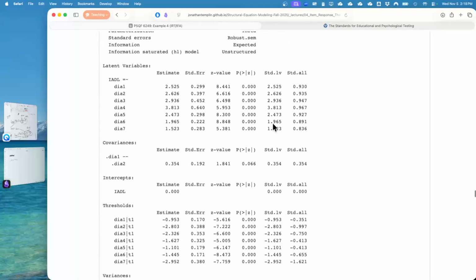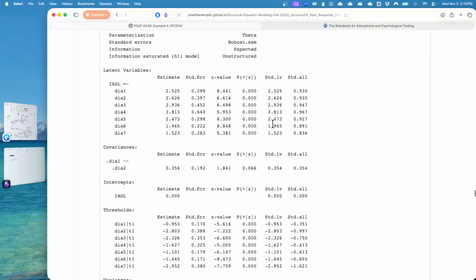And now finally, let's get into our parameter estimates, shall we? Here, lavaan does not use the discrimination-difficulty parameterization. So the loadings on the latent variables, these will be factor loadings, we would call them that, although they would be equal to discrimination.